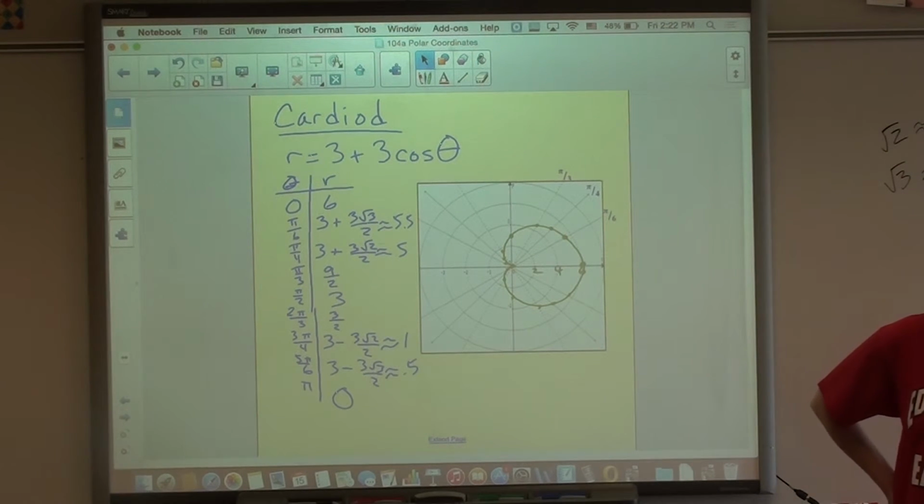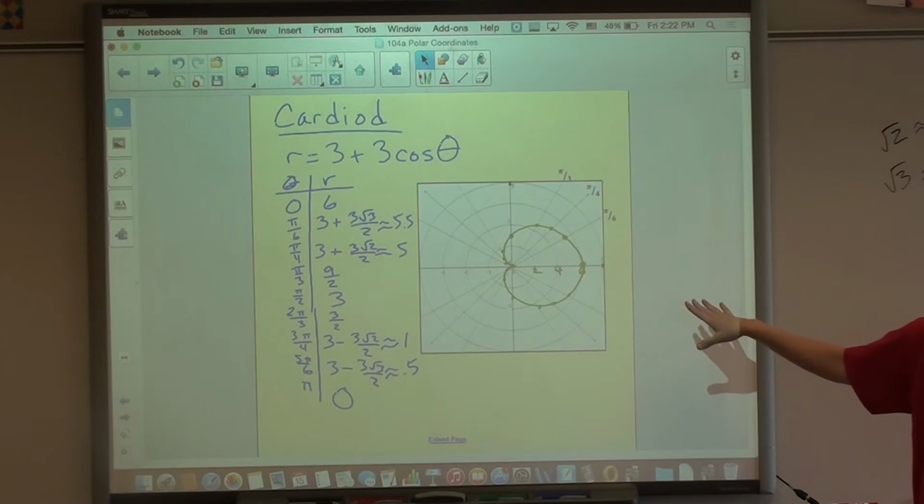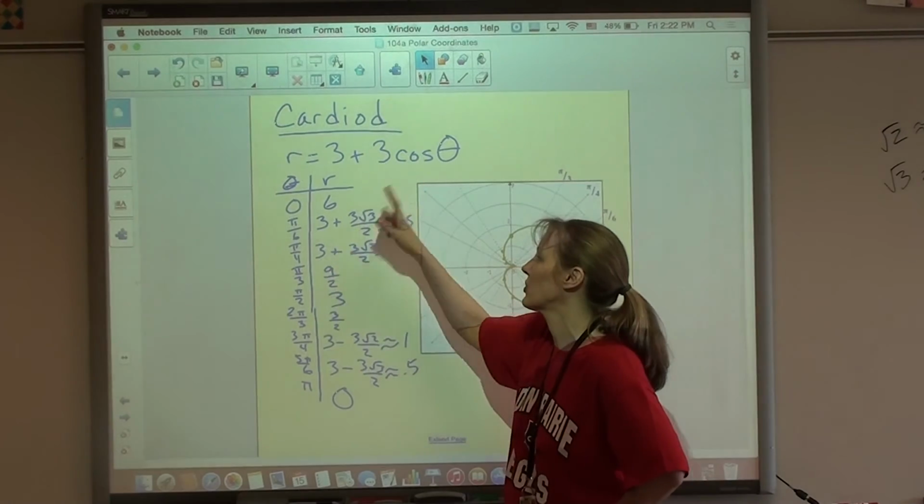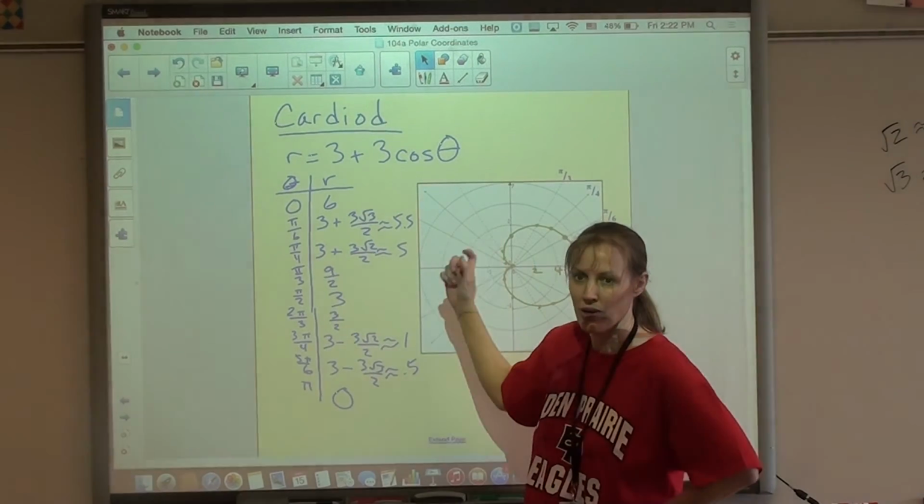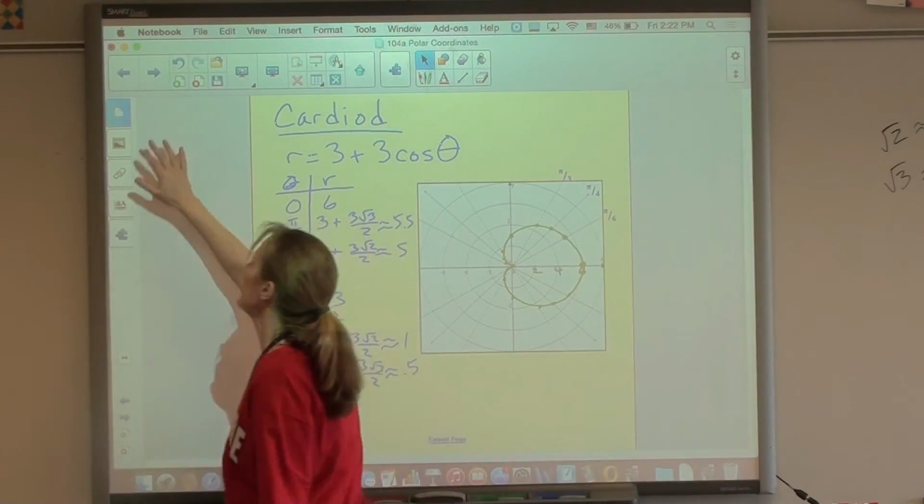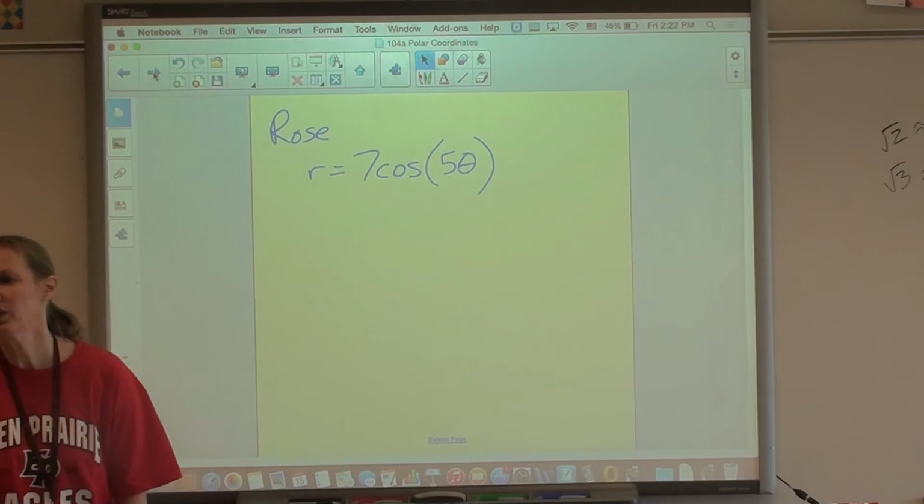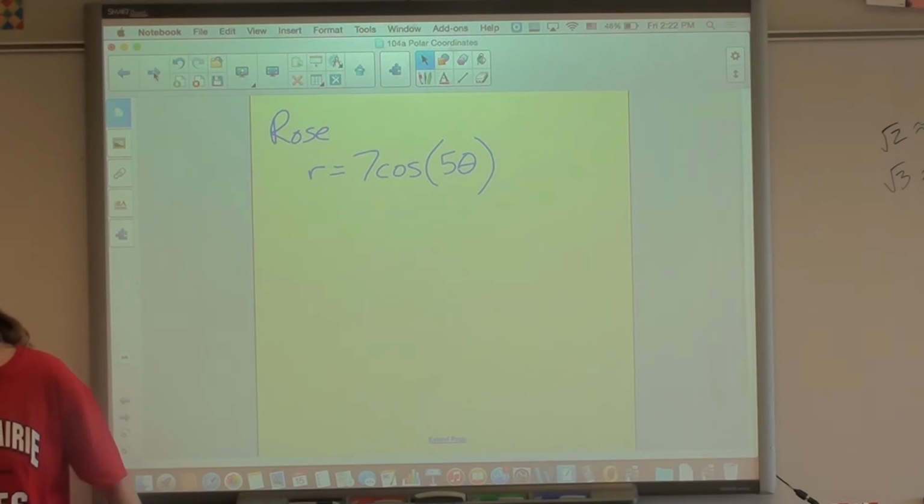Okay, any questions on how to graph by hand? Basically, you're just plugging in a ton of values for theta and getting out your r's, right? Okay, so it's time to learn how to graph on a calculator. So we're going to graph a rose. We're going to graph a 5-petaled rose on our calculator.